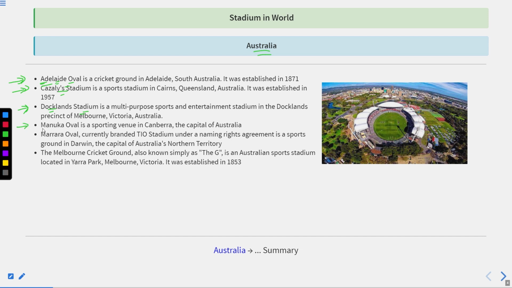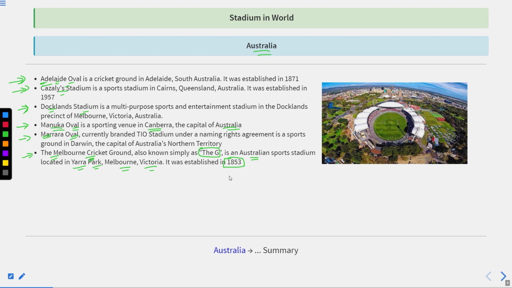Thereafter, we have Manuka Oval. It is a sporting venue in Canberra, the capital of Australia. Then we have Marrara Oval. It is currently branded as TIO Stadium under a naming rights agreement. It is a sports ground in Darwin, which is the capital of Australia's Northern Territory. Then we have the Melbourne Cricket Ground, also known simply as the G. It is an Australian sports stadium located in Yarra Park, Melbourne, Victoria. It got established in 1853.